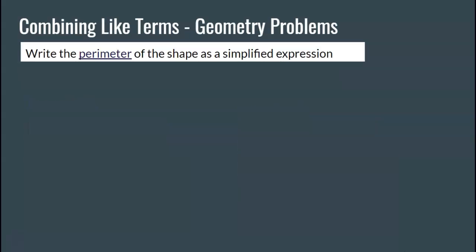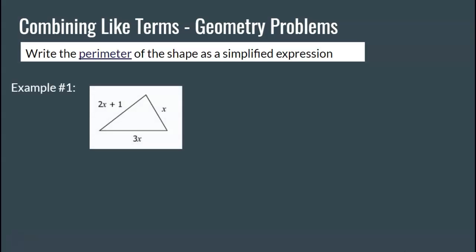The last type of problem has to do with geometry, and I'm going to give you a shape and tell you the lengths of each side with expressions. To tell me the perimeter of the shape, you need to add up each side. Again, on the slideshow, if you forgot what perimeter was, you could click on that word and it would bring you to the definition. So in this triangle, we have three sides. We need to add them together to get the perimeter.